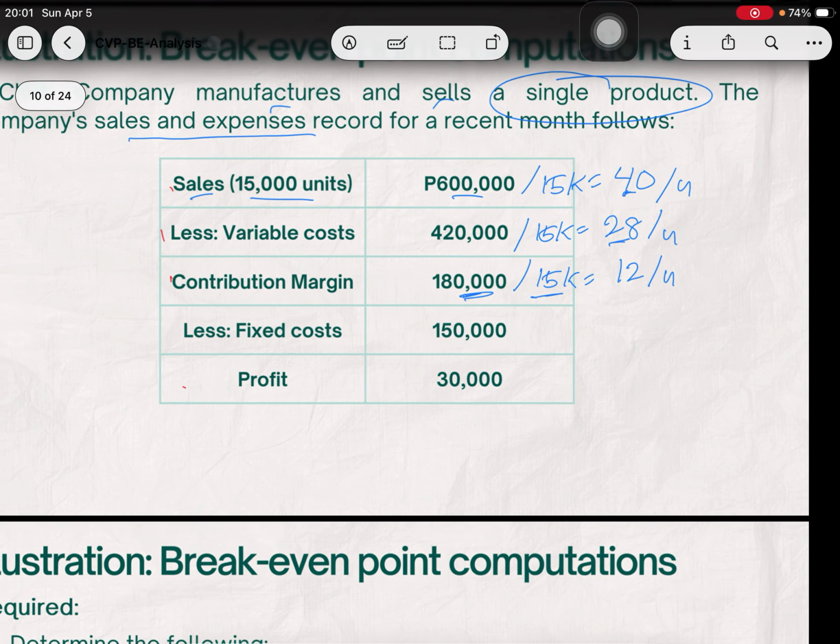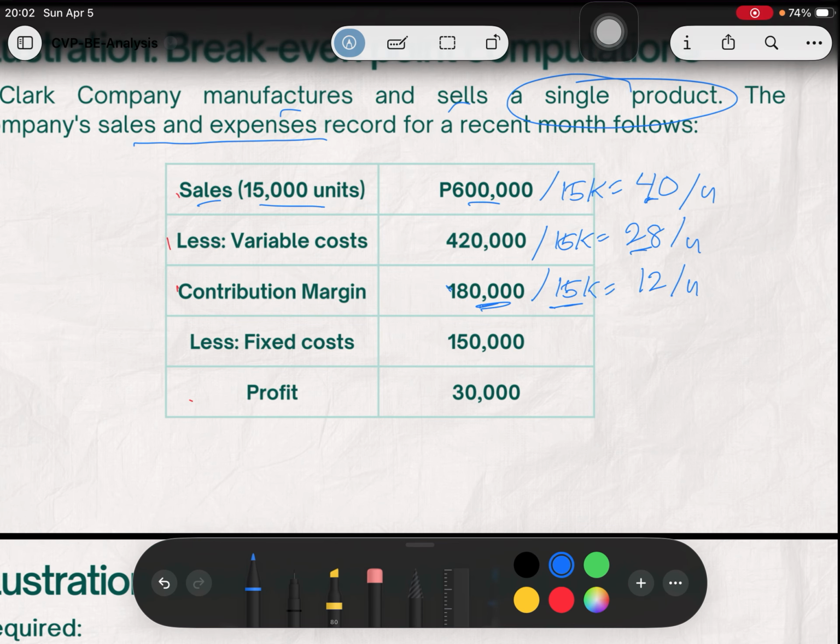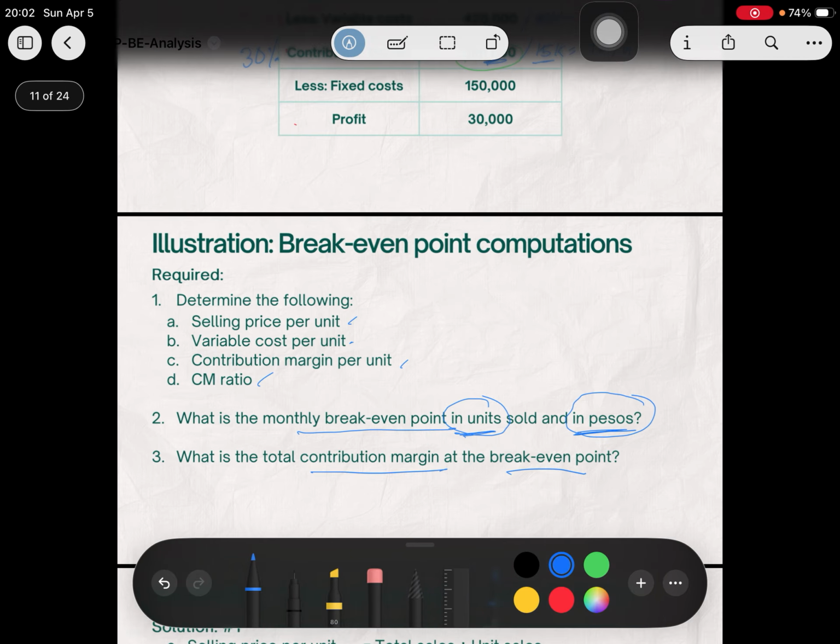And then, next question, contribution margin ratio. So, paano pag-compute ng contribution margin ratio? Dalawa. Pwedeng 180,000 divided by 600,000. So, that would be 180 divided by 600. And that would be 30%. Okay, ang answer natin dyan ay 30% contribution margin ratio. So, tama ba? Yeah, CM ratio lang naman.